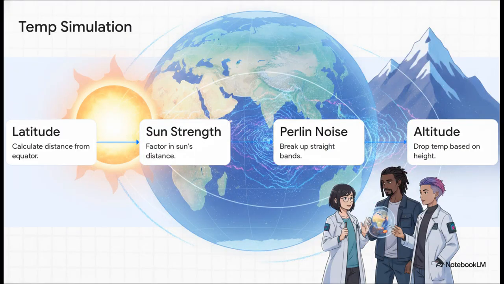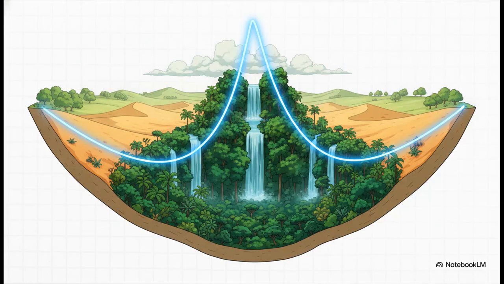It's a highly dynamic calculation. It starts by measuring the distance from the equator and factoring in the strength of the planet's sun. Then we apply our trusty Perlin noise again, just so our temperature zones aren't these boring, unnatural straight bands across the globe. Finally, altitude gets factored in, so it genuinely gets colder as you climb up those newly forged mountain peaks. So what about rain?